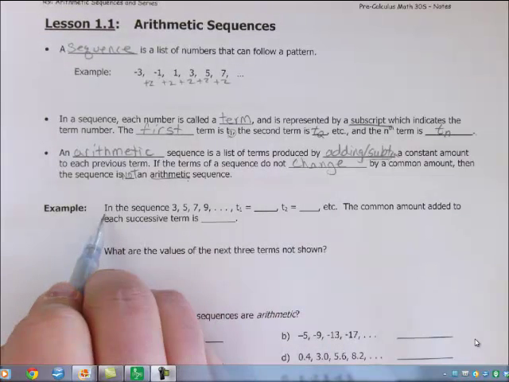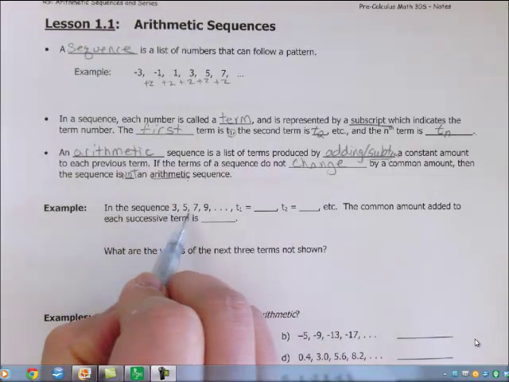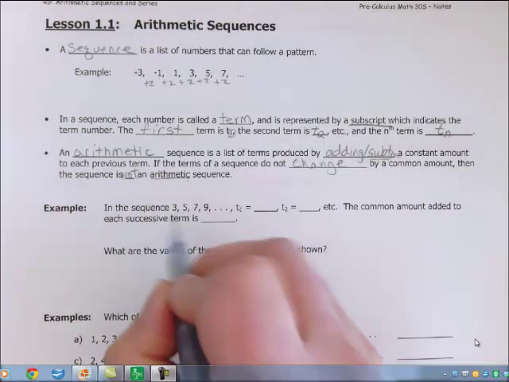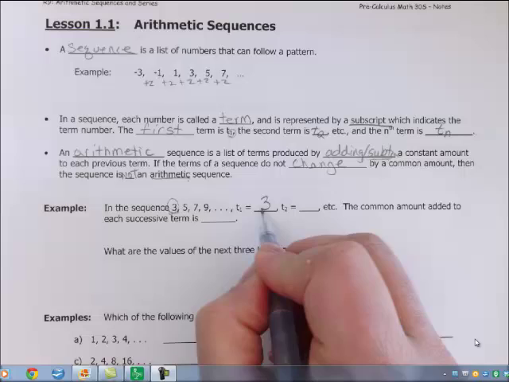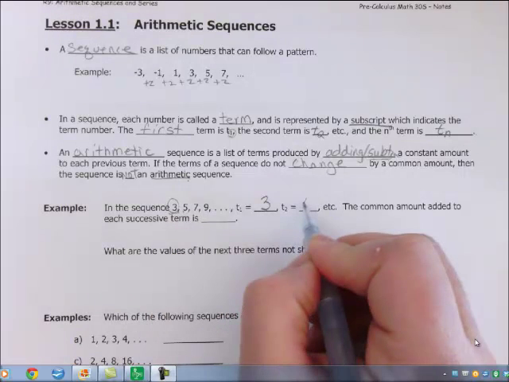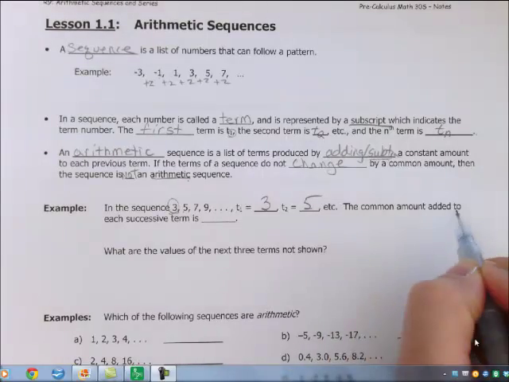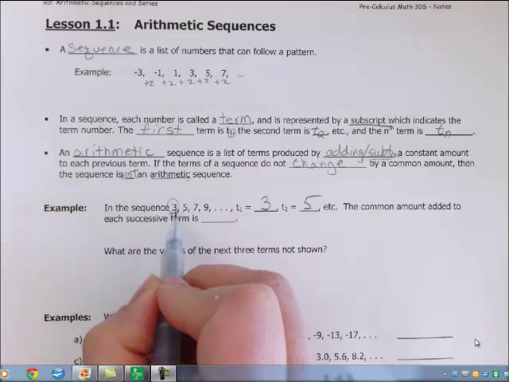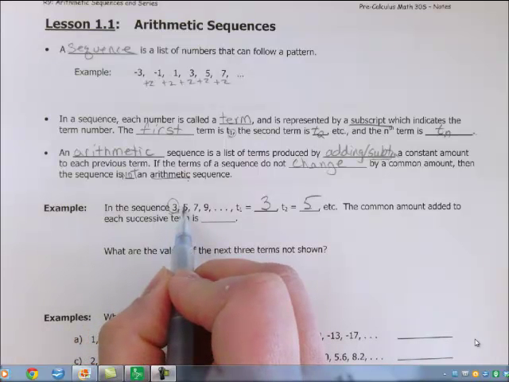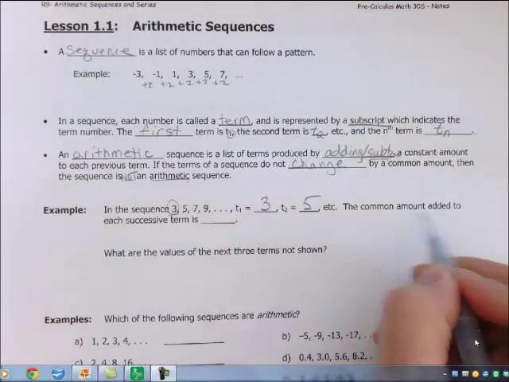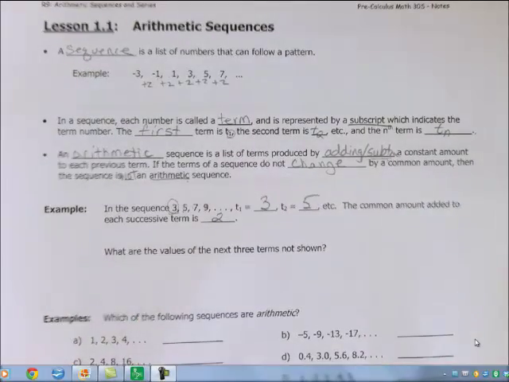So if you have a look at this right here, in the sequence 3, 5, 7, 9, what is T1? That's the first term. The first term we see right here is 3. And the second term, that's that guy right there, that's a 5. And the common amount added to each successive term, so basically how do we get from this term to this one, to this one, to this one? What's happening each time? The common amount added is 2.